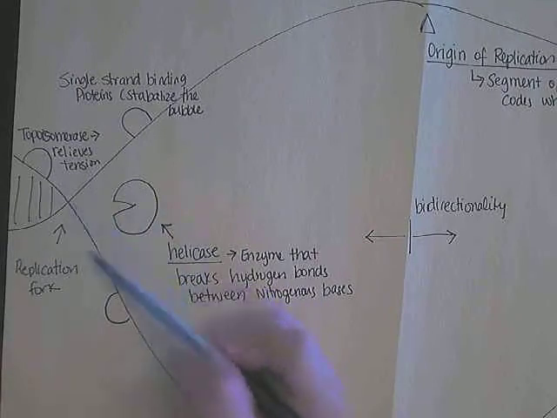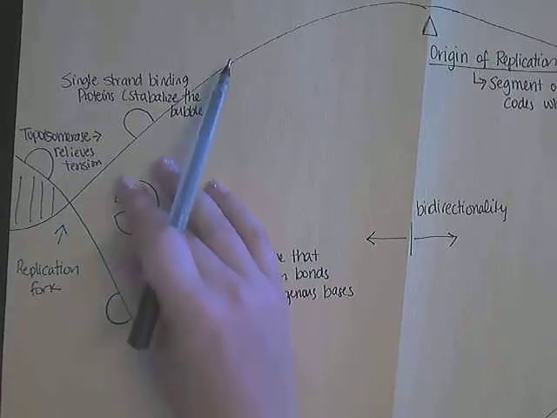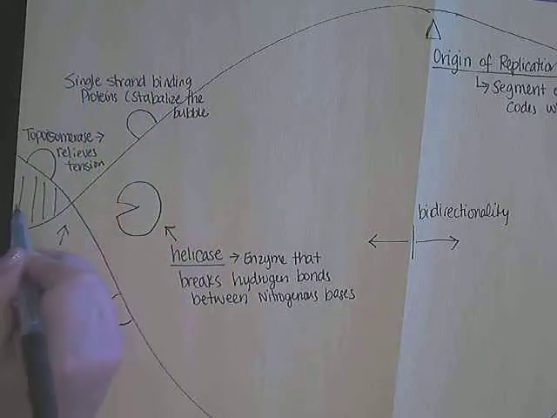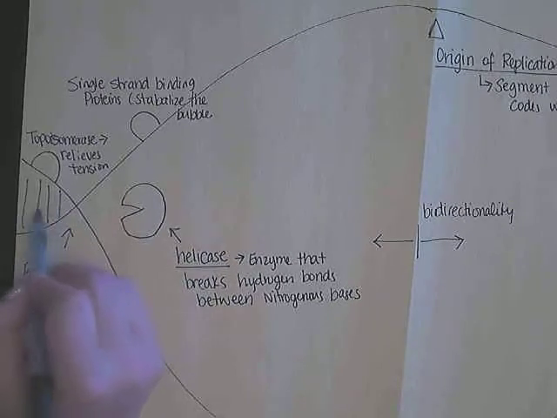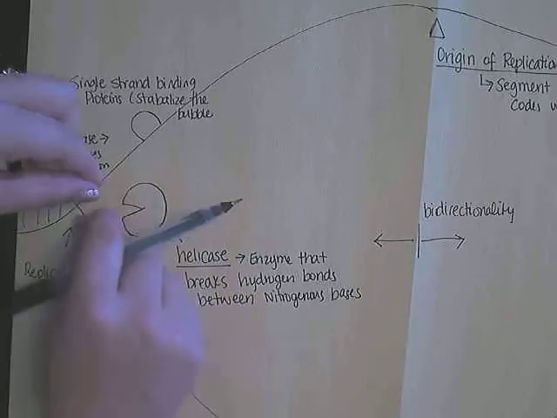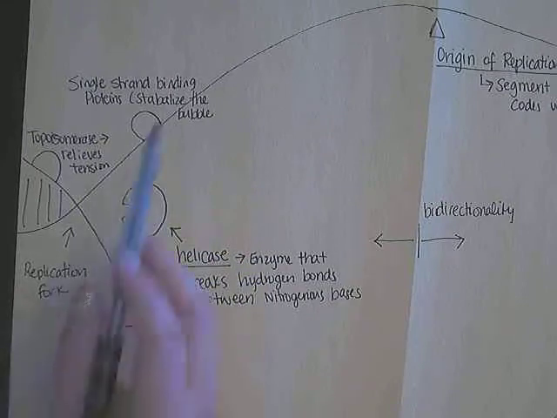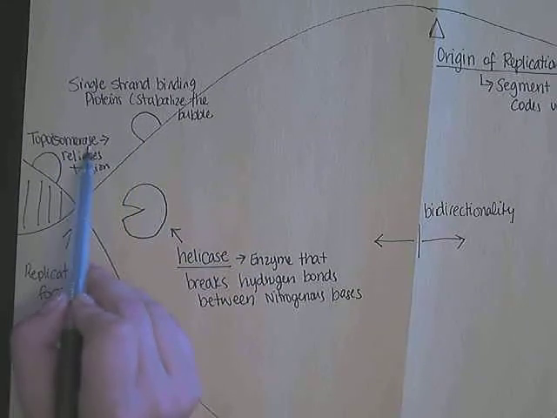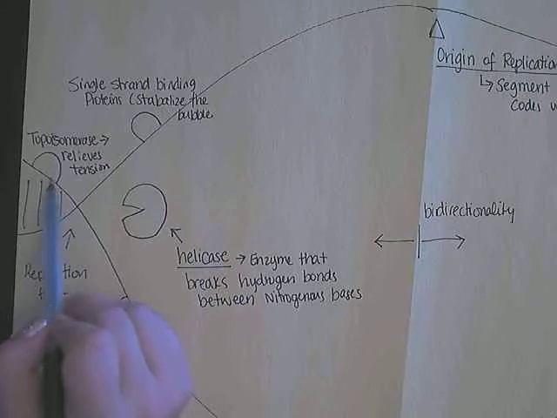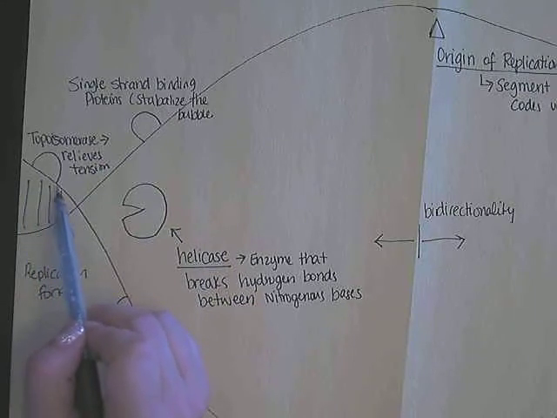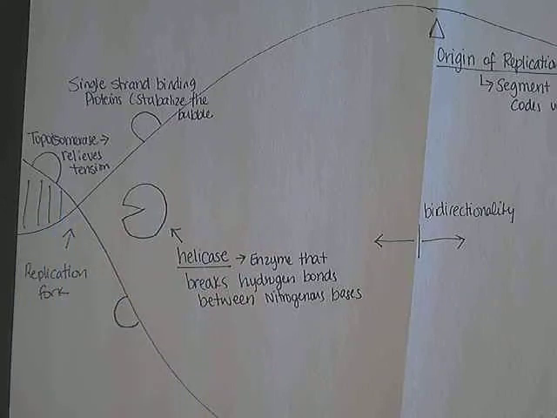As the DNA is opened up by this helicase, as this replication fork continues further down the DNA strand, you're going to start to get supercoiling that occurs here as a result of the opening of the replication fork. So another enzyme called topoisomerase is going to come in here and help to relieve that tension. It'll help prevent the supercoiling from happening.